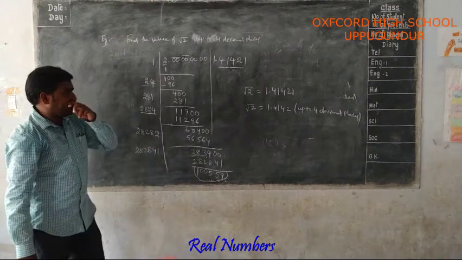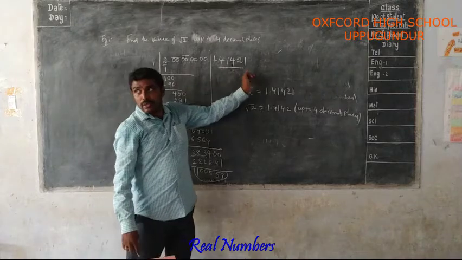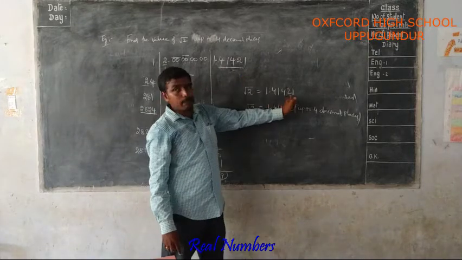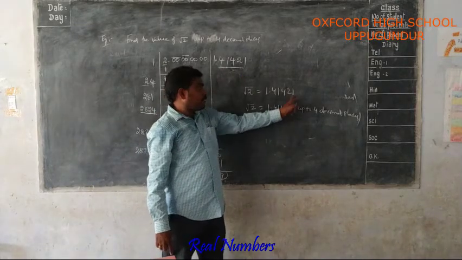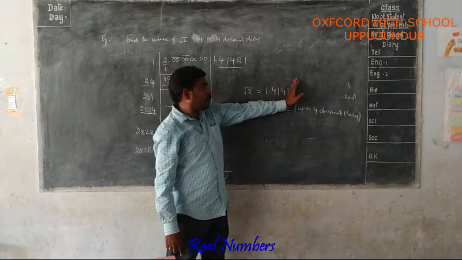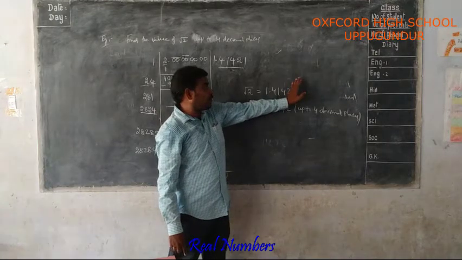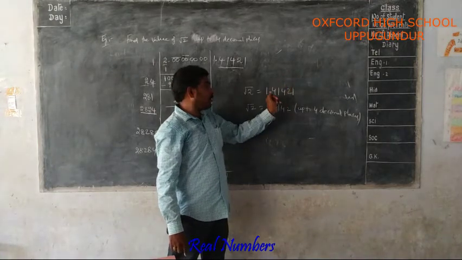So when you are writing the root 2 value, up to how many places are we finding here? Up to 5 places. To round off this decimal value up to 4 places, in the 5th place one is there, which is less than 5. So we have to round off up to 4 places. This value is less than 5, that's why we just remove this one. We have to write up to 2.